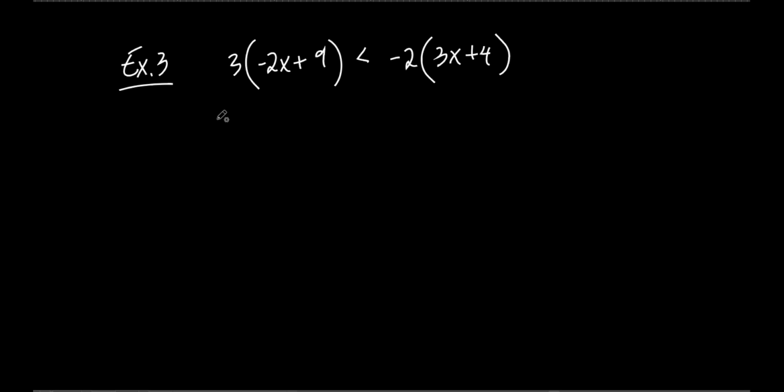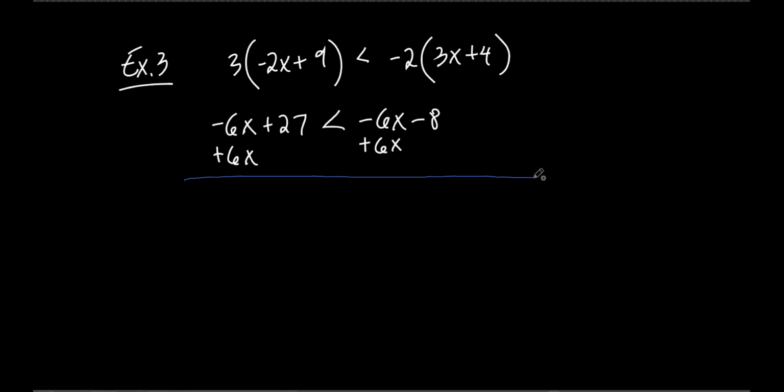So distribute the 3. That's negative 6x plus 27. Make sure you check my arithmetic. All right? Make sure I don't make any dumb mistakes. What's this? Negative 6x minus 8. So far, so good. Let's get the x's on the same side. Let's put them on the left-hand side. So what am I going to do? I'm going to add a 6x.